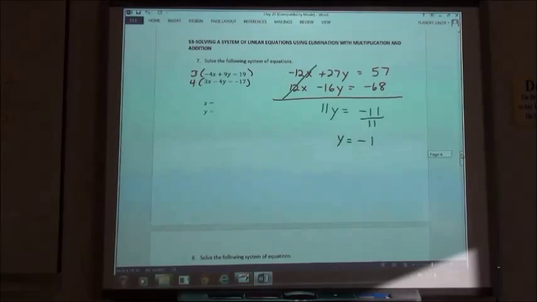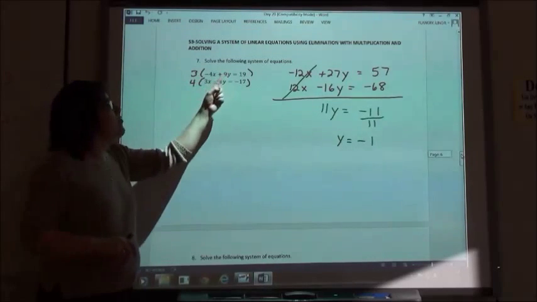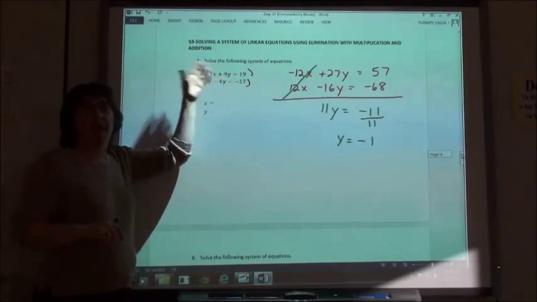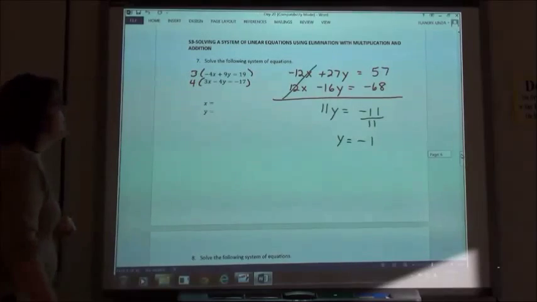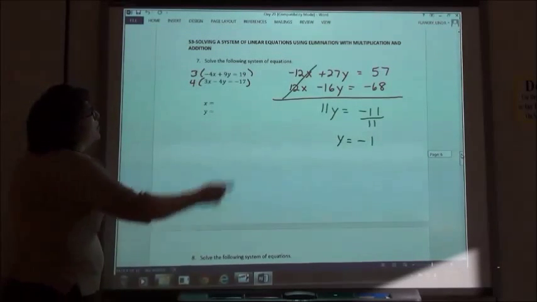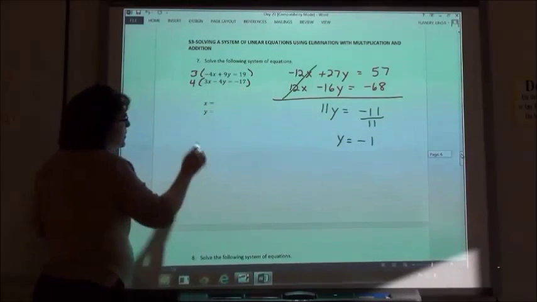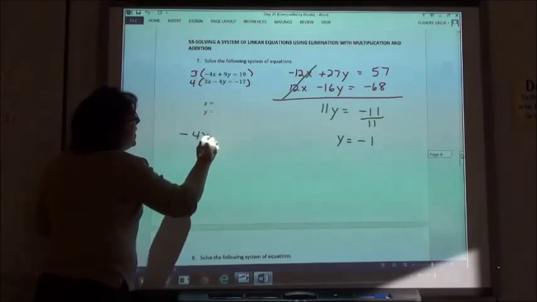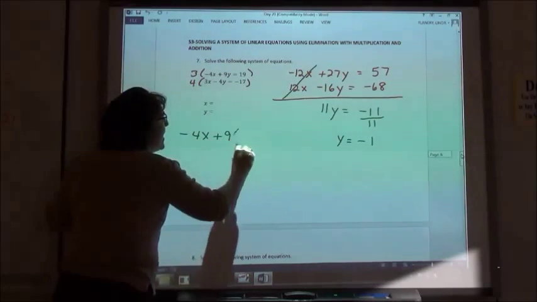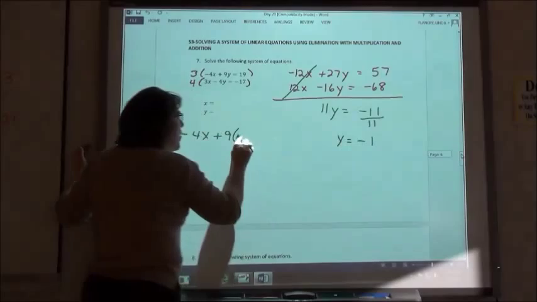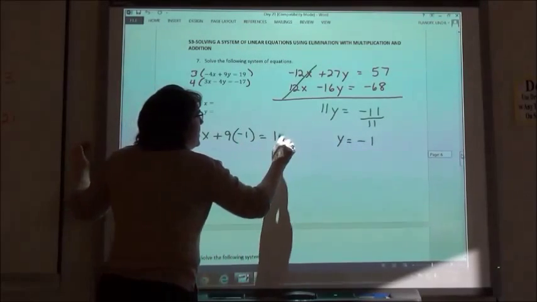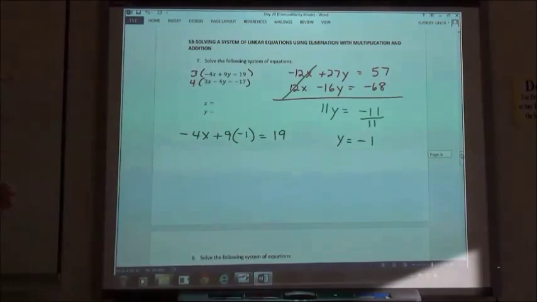Now in this one, it's not quite so easy to find my other answer. I have to substitute that negative 1 in either of my two equations and then solve it for the missing variable. So in this case, I'm just going to pick the top equation. If I do the top equation, I'm going to have negative 4x plus 9 times my y value. We had y was negative 1 equals 19.